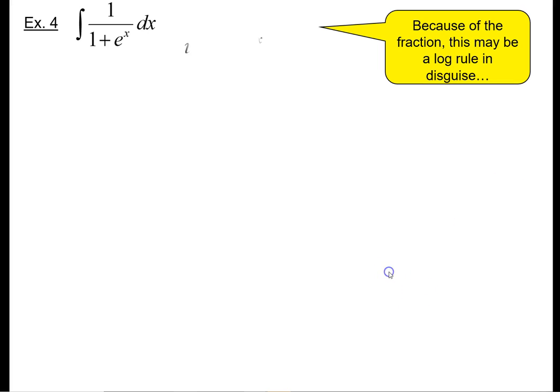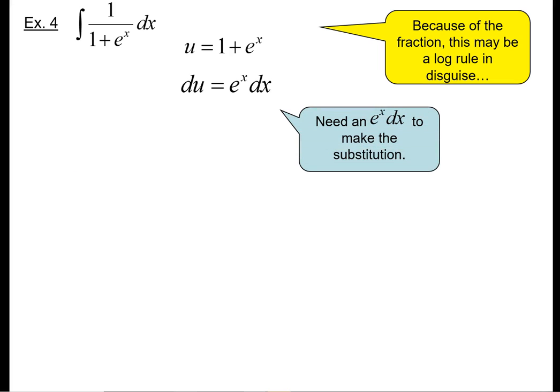different. We're going to do a u substitution, and we're going to let u equal that denominator. The derivative, of course, would be e to the x dx. And then I'm going to solve. I'm going to do an extra substitution here.